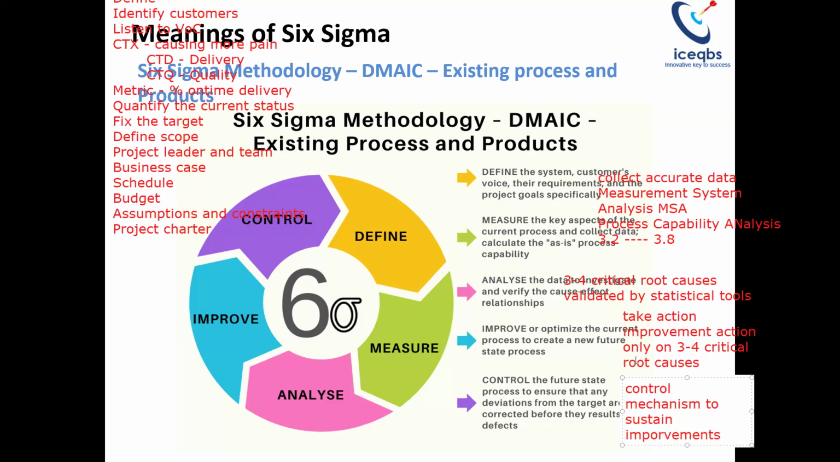So once you have completed the control phase, you close the project formally and make a closing report. The closing report is also a single page document, like a project charter. You document the problem you wanted to solve, the target you wanted to achieve, the data you collected from the process, which were identified as the critical root causes, what improvement actions were taken, what control mechanisms were put in place, and what improvement and savings are likely to be achieved.